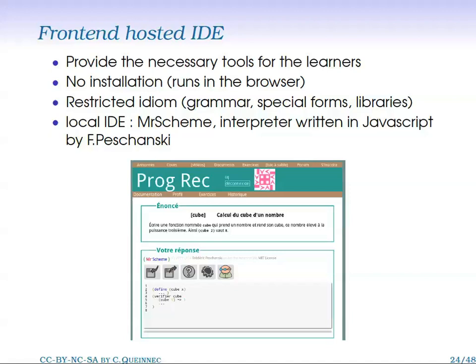So we have this IDE for the MOOC, which is Mr. Scheme, which is an interpreter of our dialect written in JavaScript. So this looks like that. You have a window here where you can just type your code, and you click on that button, and you get the answer of your code. If there is something wrong, it appears in red, and it explains why it's wrong. So this is the IDE.